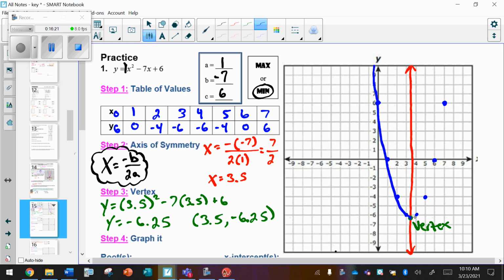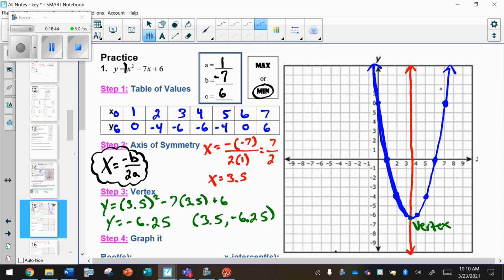To be honest with you, I usually graph from the vertex out to the sides. I think it's easier. But I didn't do too bad. Not too bad. Hands are a little shaky sometimes. That's what I get for being an old man. All right, so there's our graph.